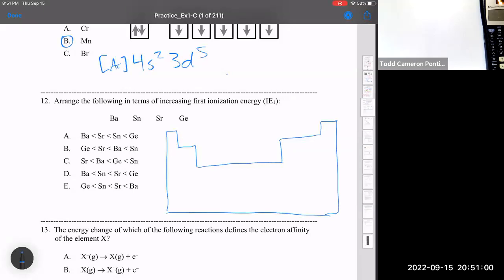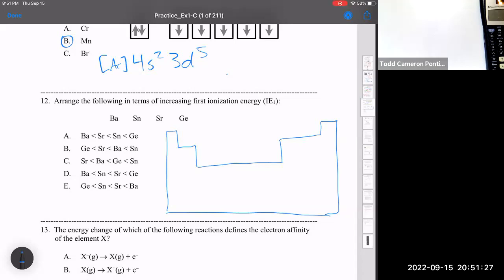As you work your way across the periodic table in a given row, there's more protons. The more protons you have, the harder it's going to be to pull an electron away because it's more attracted to the nucleus. So first ionization energy always goes up as you go across the periodic table. It's really easy to remove electrons from the metals. It's really difficult to remove them from halogens and things on the right-hand side.